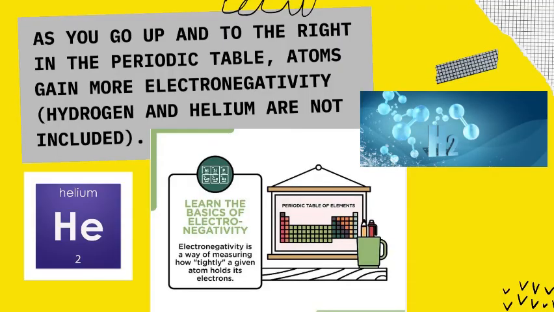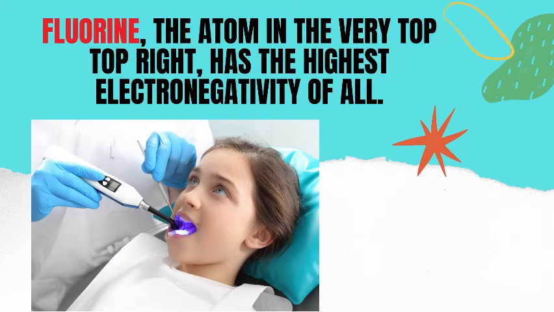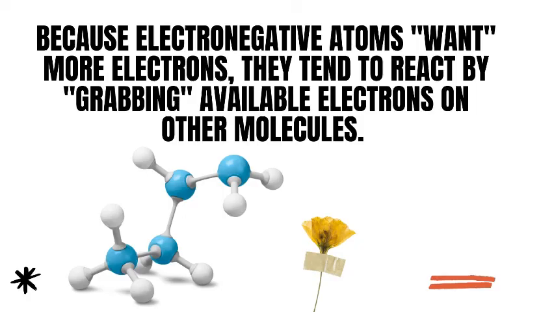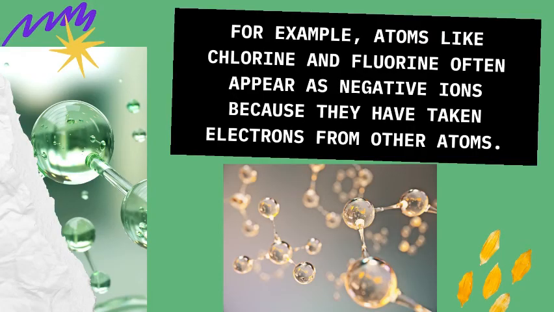As you go up and to the right in the periodic table, atoms gain more electronegativity. Hydrogen and helium are not included. Fluorine, the atom in the very top right, has the highest electronegativity of all. Because electronegative atoms want more electrons, they tend to react by grabbing available electrons from other molecules. For example, atoms like chlorine and fluorine often appear as negative ions because they have taken electrons from other atoms.